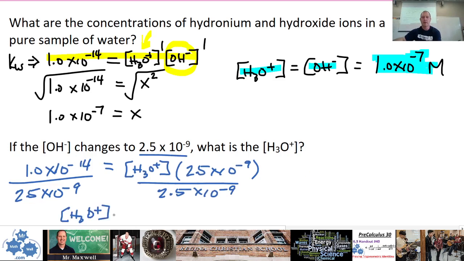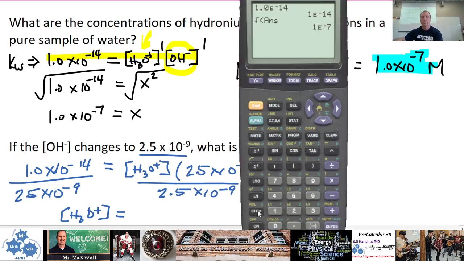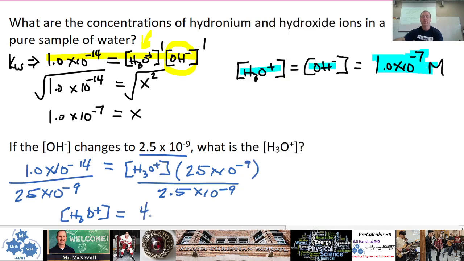H3O plus is going to be, let's do that on the calculator. So I have 1 times 10 to the power of negative 14 divided by 2.5 times 10 to the power of negative 9. That gives 4.0 times 10 to the power of negative 6. Watch the sig figs there, 2 sig figs, so we'll write 2 sig figs. And that's going to be in moles per liter.